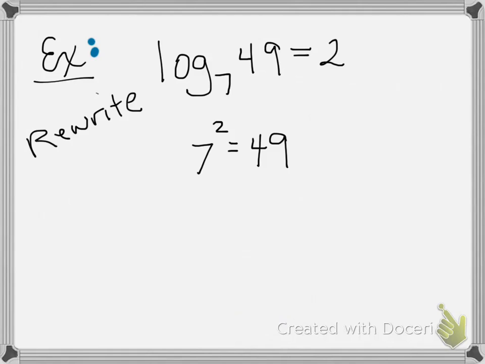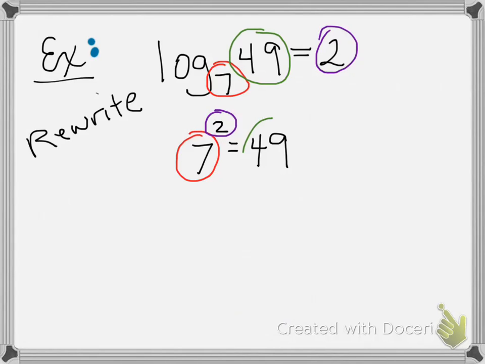Okay? And so what I'd like for you to see is where each part lines up. The base of 7 turns out to be the base number over here. The 2 that's on the other side of the equals is my exponent. And the 49 is right here. So the 7 moved to here, the 2 moved to here, and the 49 moved to here.